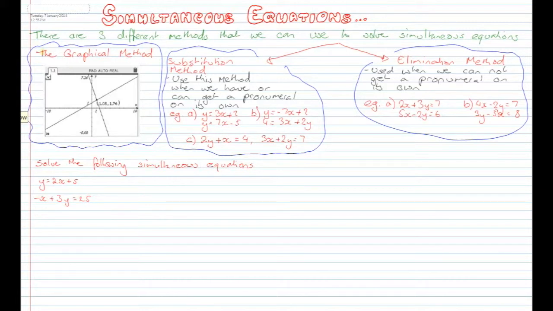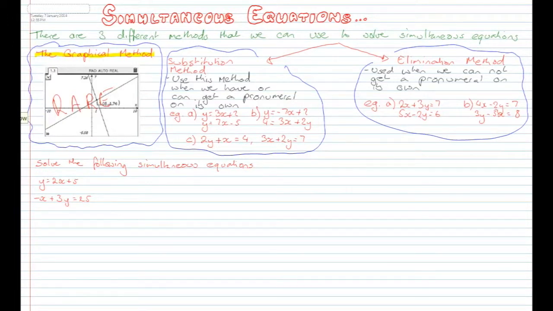Now, the first one is the graphical method. I'll actually go through this method with you in class, as it involves using a calculator. But to be fair, this one is quite rare and we will rarely use it because there are other methods that we'll generally ask you to use in terms of solving it algebraically.